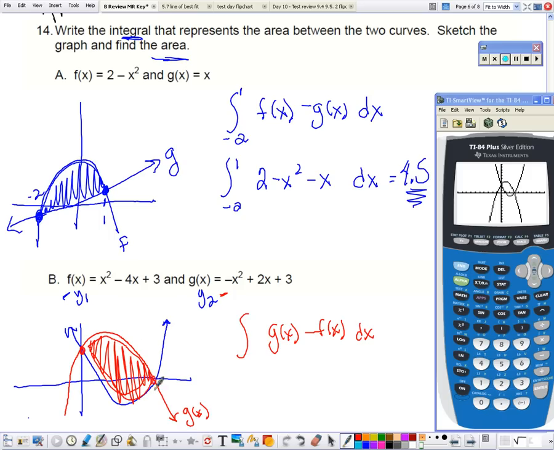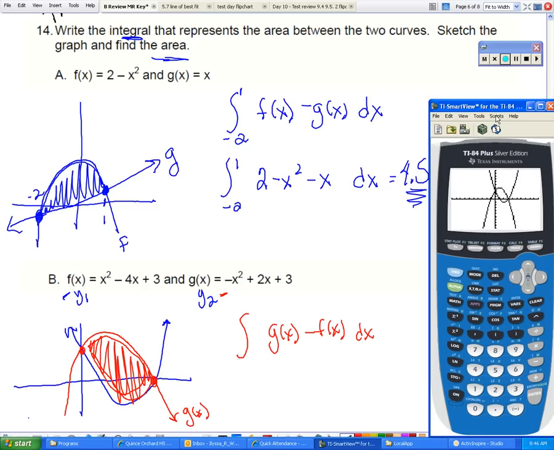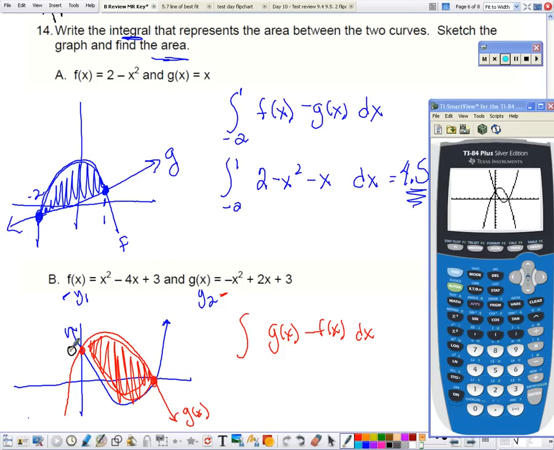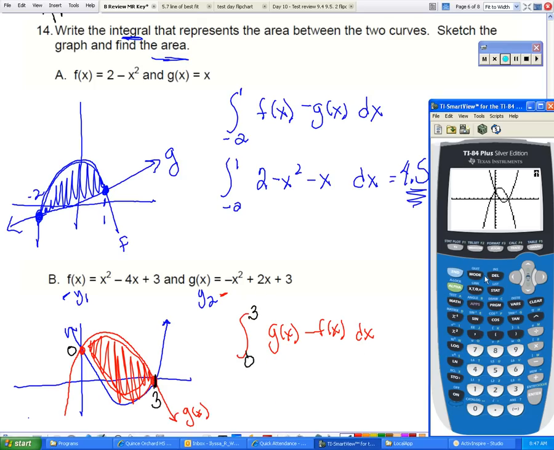So to find this area, now I need to find these two intersection points. So using my calculator, you can do second, calc, intersect. This is at 0 for the x value, and this x value is at 3. So my integral is from 0 to 3. So I'm going to use my math option 9 again, and this time we're doing y2 minus y1. We get 9.